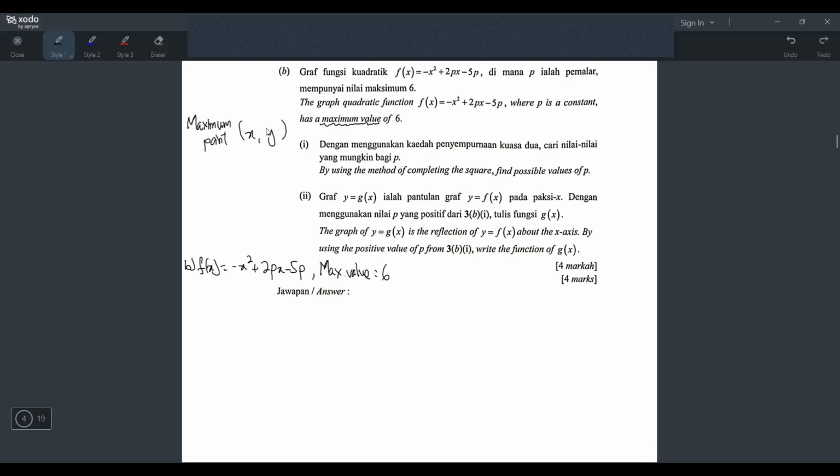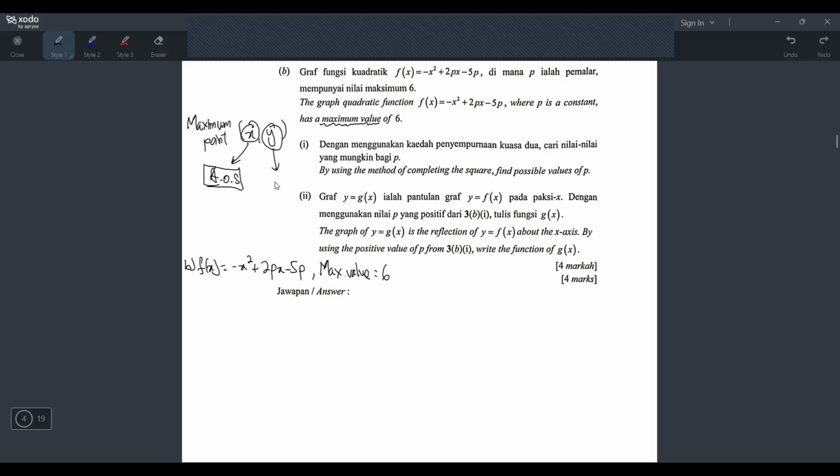But there is other name for the x coordinate and y coordinate. What is the other name for the x coordinate? Axis of symmetry, right? We can call it axis of symmetry. And what is the other name for y coordinate? Do you remember I told you in class? The other name will be the minimum value or maximum value.